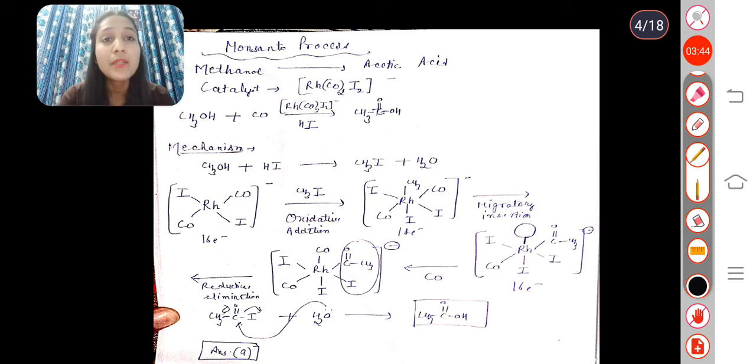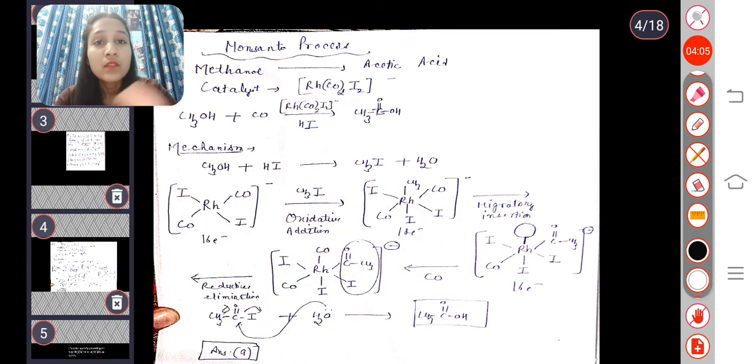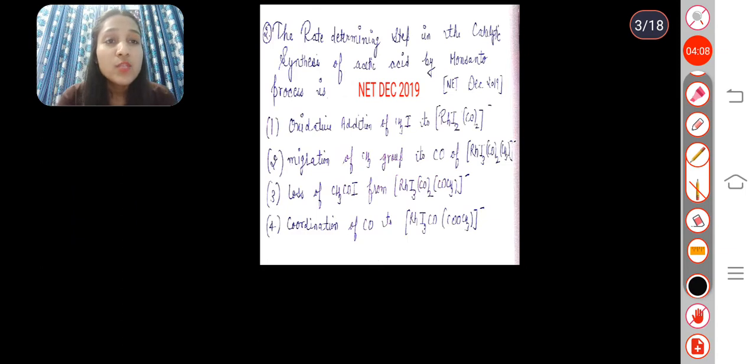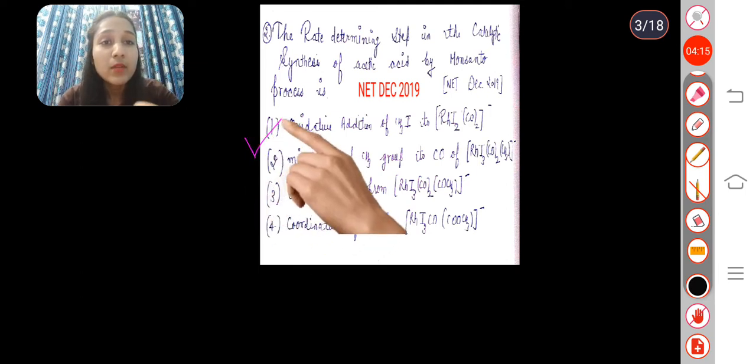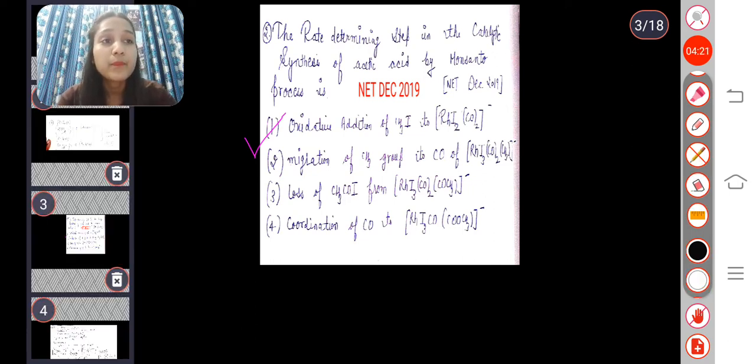So this is our complete Monsanto process and it's very important for CSIR NET basically. If we are talking about the rate determining step, in this reaction we have the addition of CH3I to this catalyst. This first step is the rate determining step. So in our question, the first option is oxidative addition of CH3I to [Rh(CO)2I2]−. So this is our correct answer. Answer number 1 is our correct answer because it is the rate determining step for this reaction.